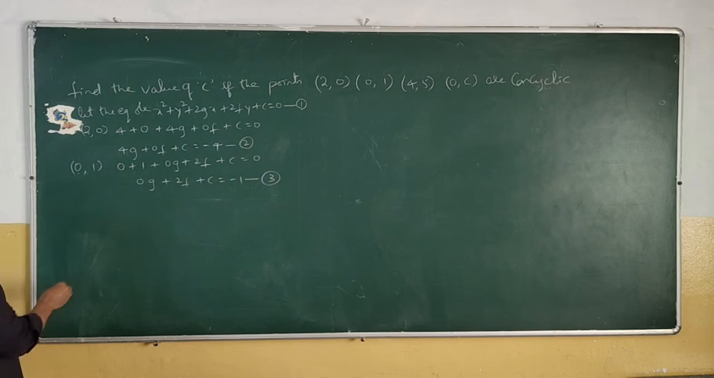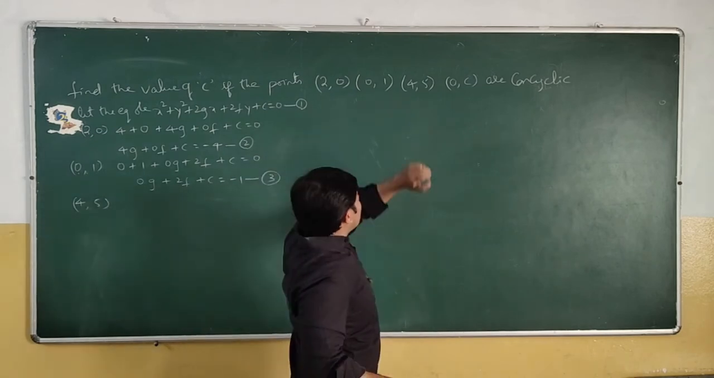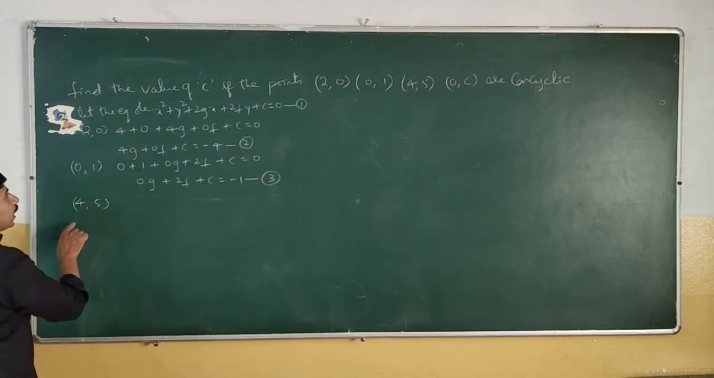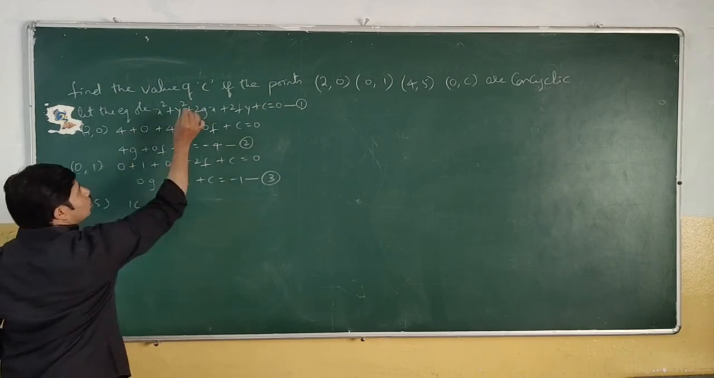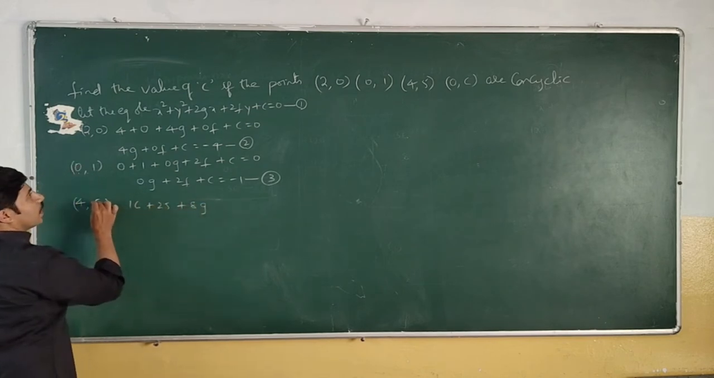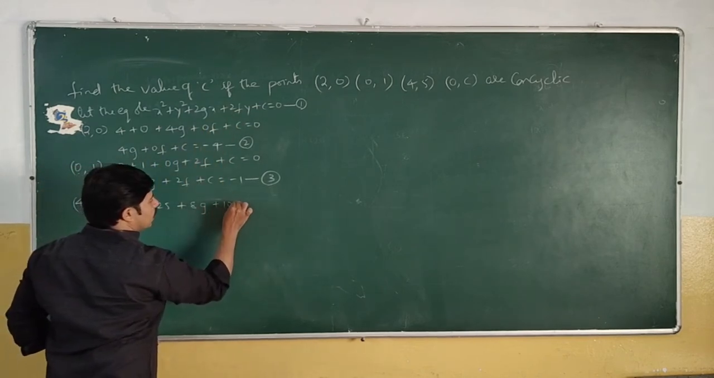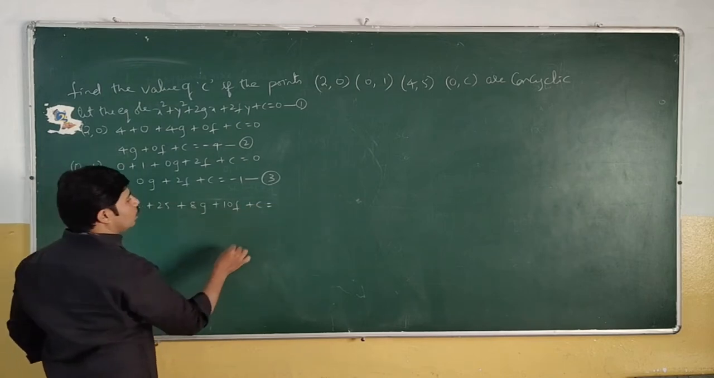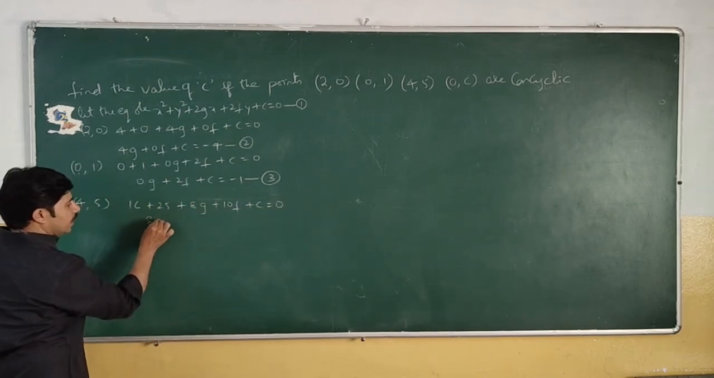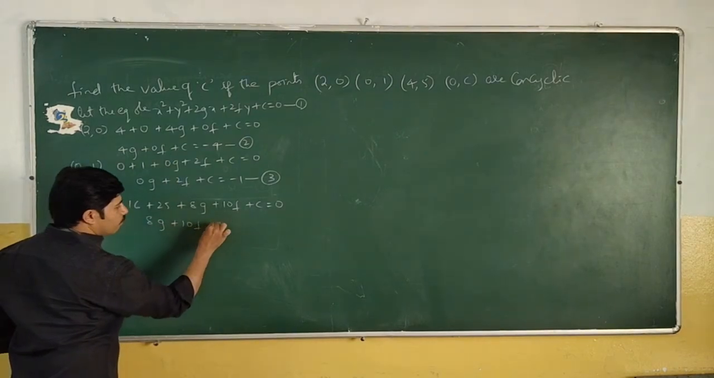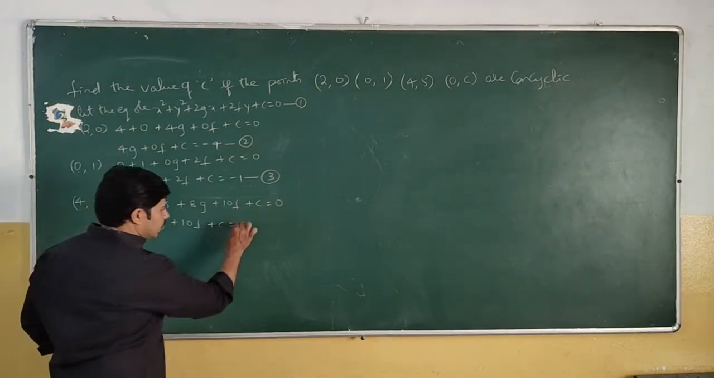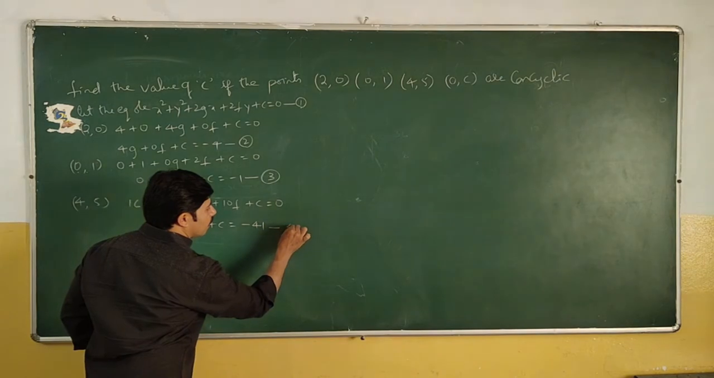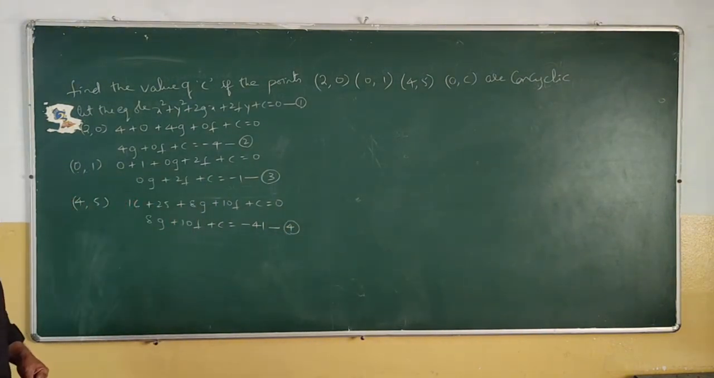After that, the other point is 4, 5. We substitute in equation 1: 16 plus 25 plus 4 into 2 is 8g, 5 into 2 is 10f, plus c is equal to 0. So we get 8g plus 10f plus c is equal to 16 plus 25, which is 41. When we transpose to the other side, it becomes minus 41. This is equation 4.